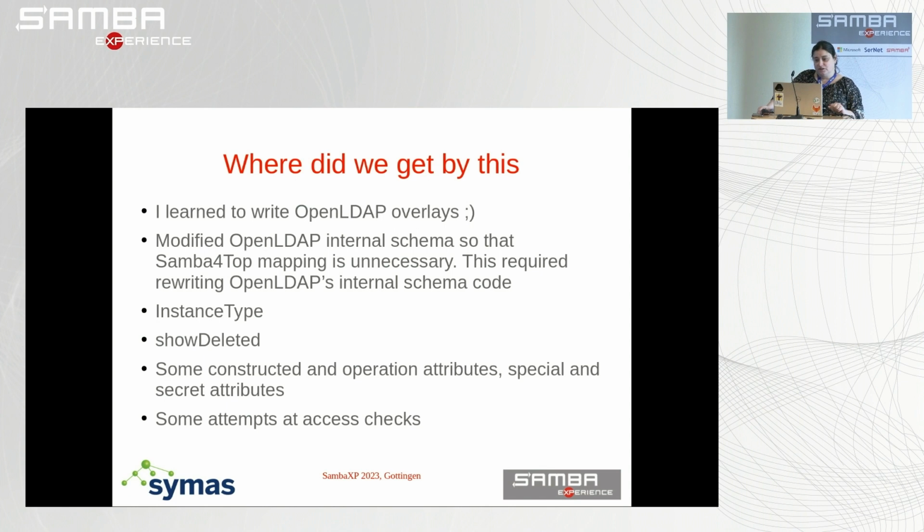We modified OpenLDAP's internal schema so that Samba 4 top mapping was no longer necessary. We were able to remove that logic from the legacy backend for Samba. And I decided to start with the easiest stuff because it was a big unknown to me. So we had an overlay that created instance type. We had a show deleted handler. We did some constructed and operational attributes.